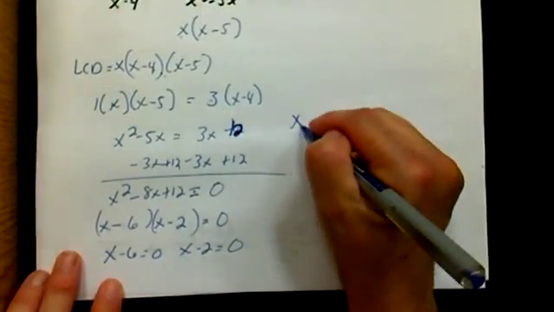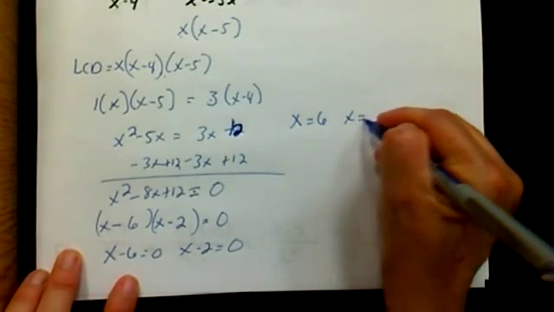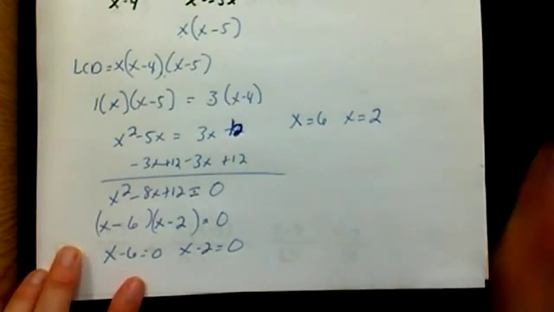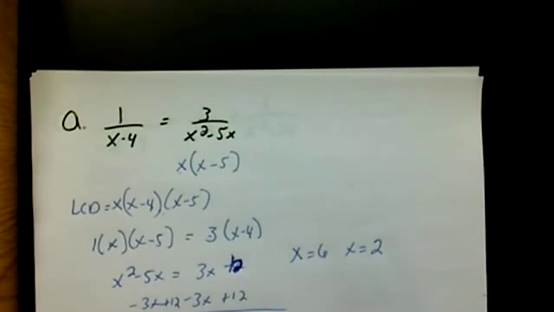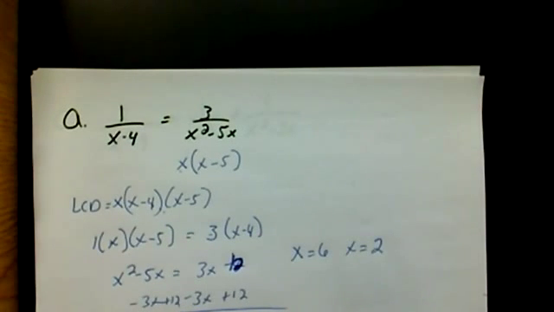And I find out that x equals 6 or x equals 2. Can I have those for answers? Will both of those work? If they do not make the denominator become 0, we're good to go.